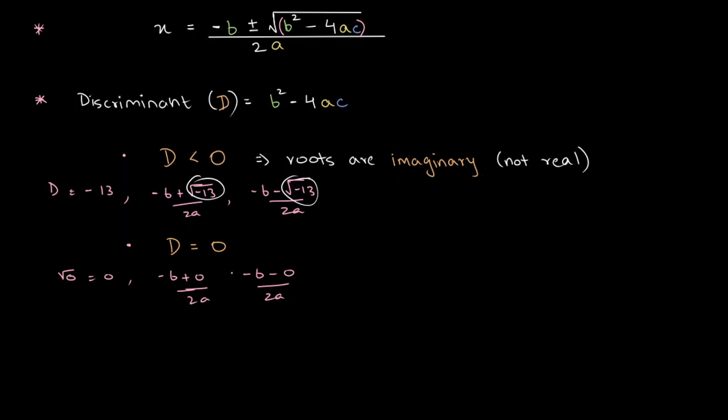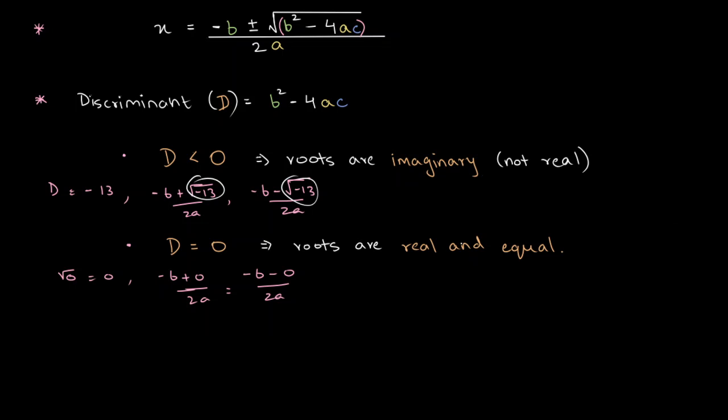As you can see, adding 0 or subtracting 0 does not really change the value, so both of these will be equal. So when D is equal to 0, in conclusion, I have two roots and both of them are real and equal to each other. This is the conclusion that we draw: when D is equal to 0, the roots are real and equal.